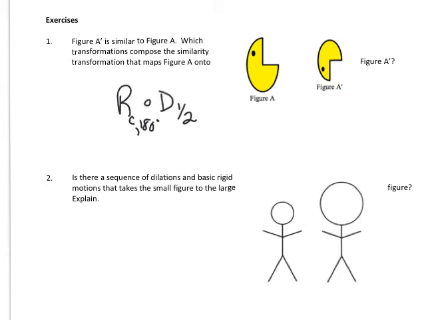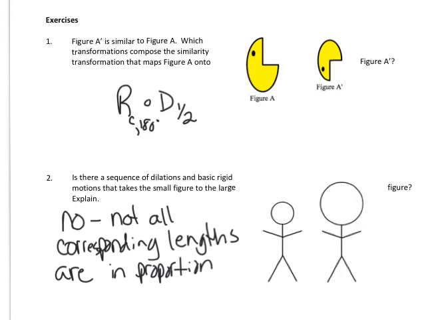The next one, if you look, is there a sequence of dilations and basic rigid motions that takes the small figure to the large one? Well, it's kind of an optical illusion. You can see the heads are different sizes, but the bodies are actually the same size. So that's going to be no, because corresponding lengths are not in proportion. So this is what I would say. No, they are not. There's no sequence of dilations or basic rigid motions that carries the small figure to the large one, because not all corresponding lengths are in proportion. The heads change size, but the bodies don't.